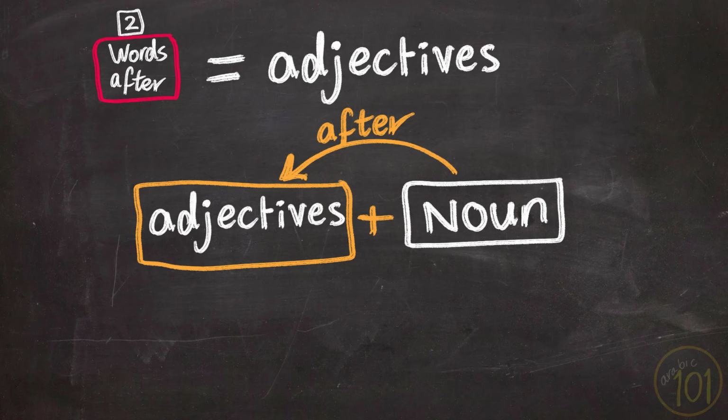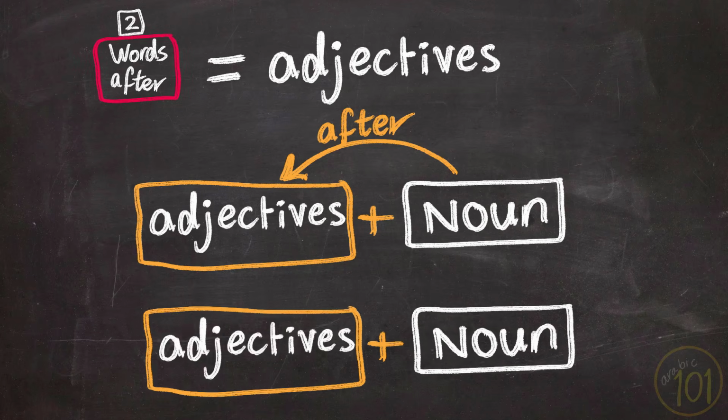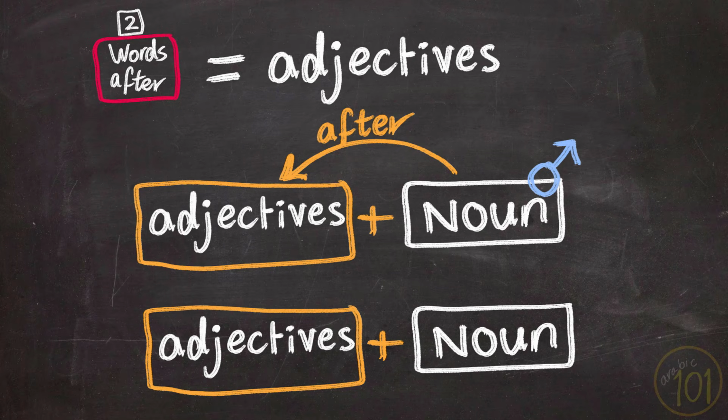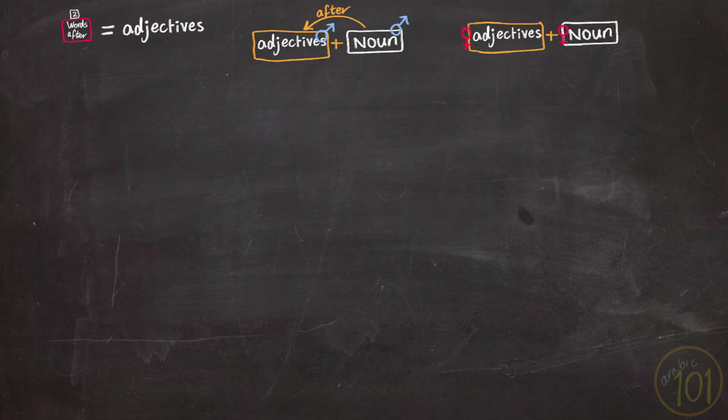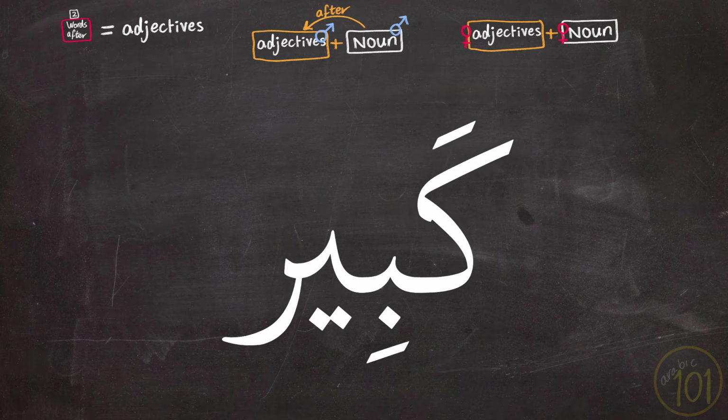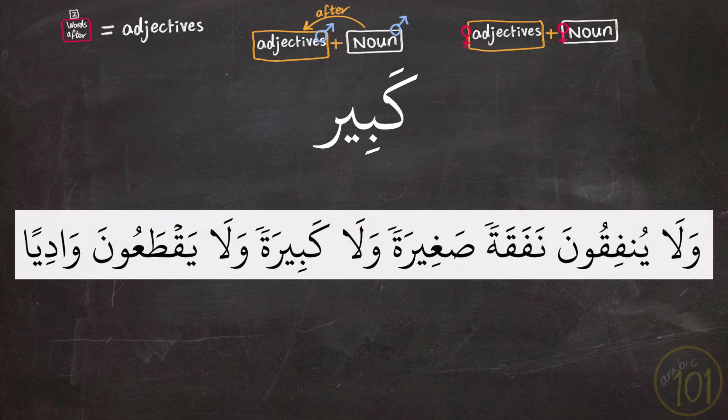The adjective should, in most cases, agree with the gender of the noun. If the noun is masculine, the adjective should also be masculine. And if the noun is feminine, the adjective should be feminine too. Let's have a look at the word كبير in the following example.